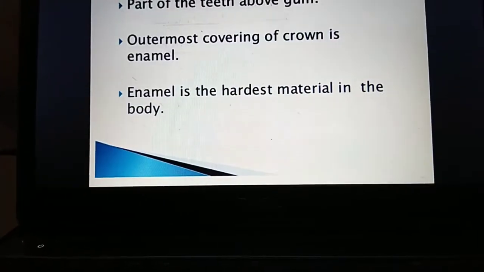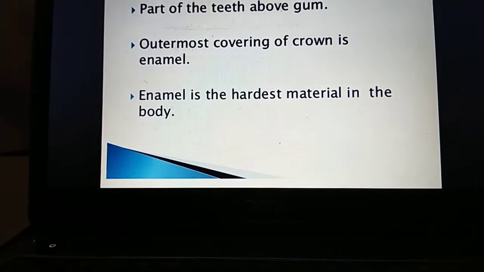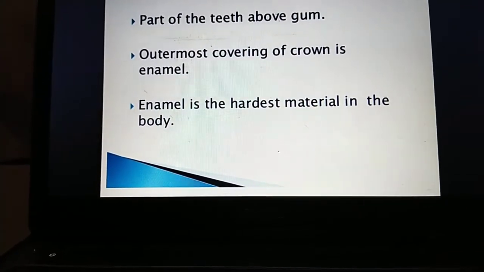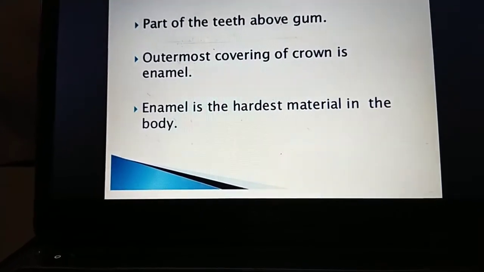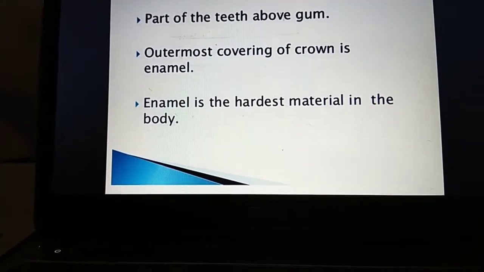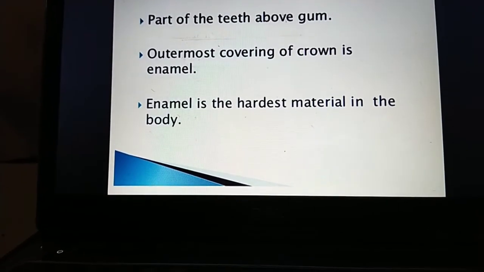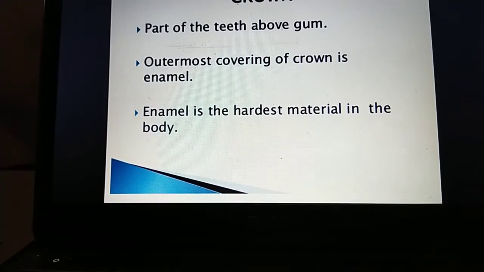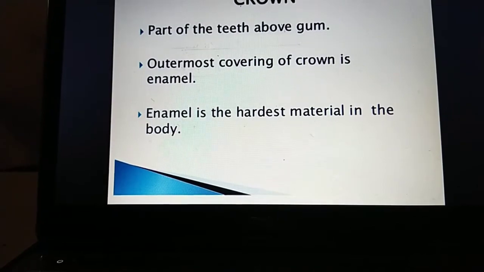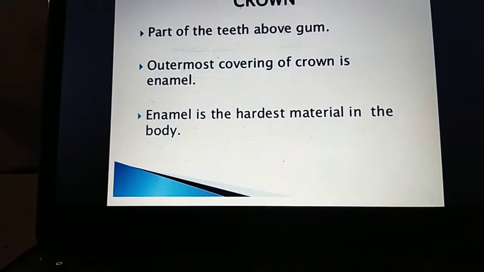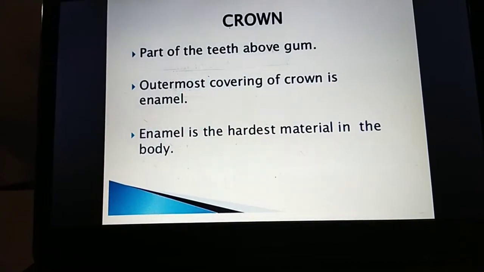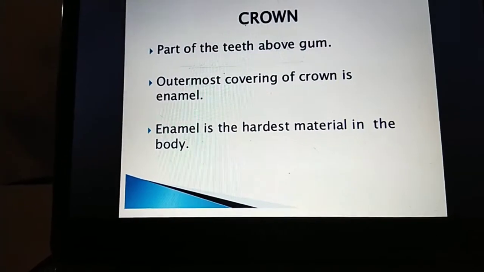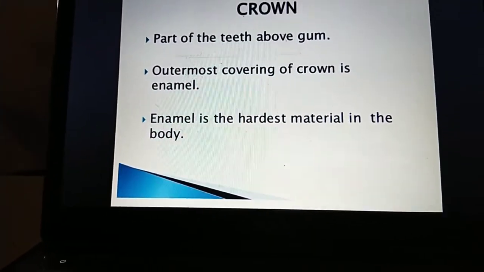Enamel is the most highly mineralized substance. It covers the anatomical crown of the tooth and is the hardest substance in the body, and it is somewhat translucent. It is created by cells known as ameloblasts. Enamel is the first line of protection for the tooth, and it is the hardest material in the body.